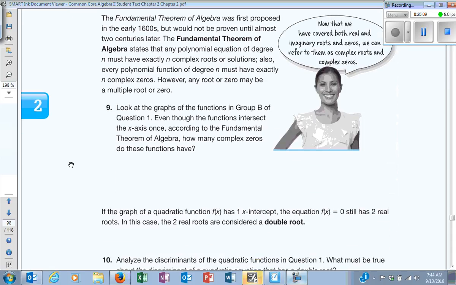Alright, I told you this the other day. The fundamental theorem of algebra, which we're going to use, states that any polynomial equation of degree n must have exactly n complex roots or solutions. Also, every polynomial function of degree n must have exactly n complex zeros. However, any root or zero may be a multiple.